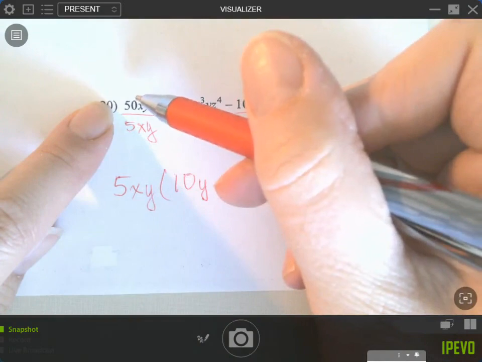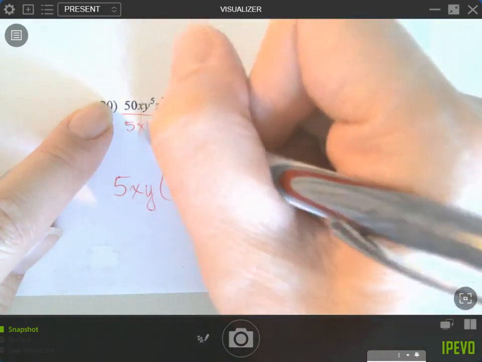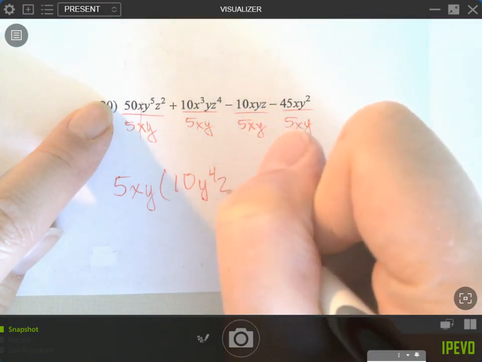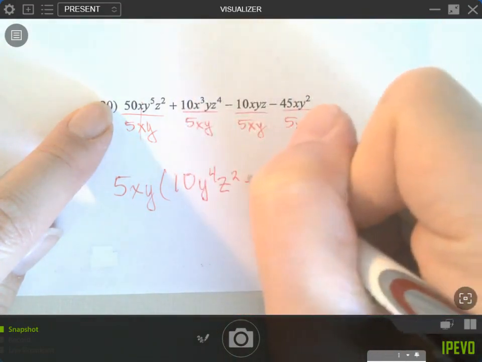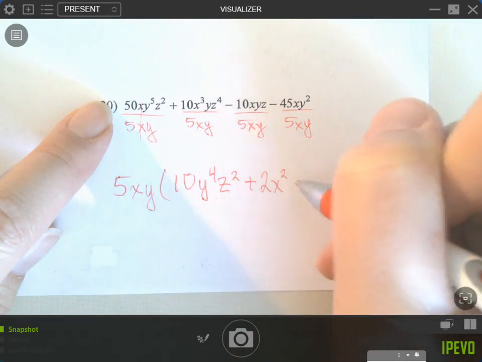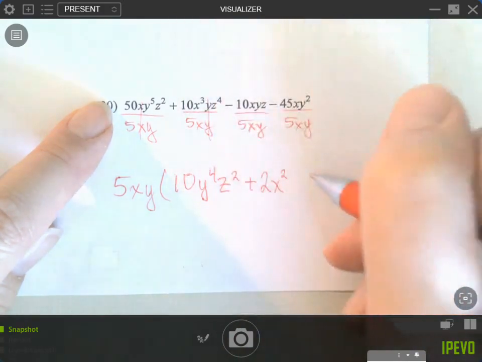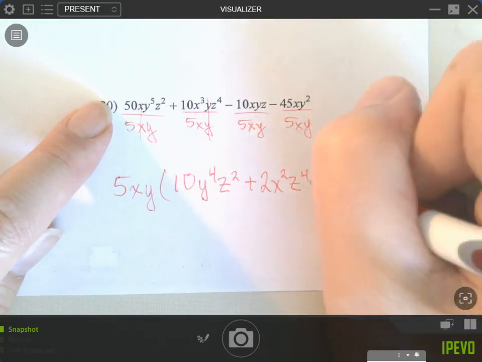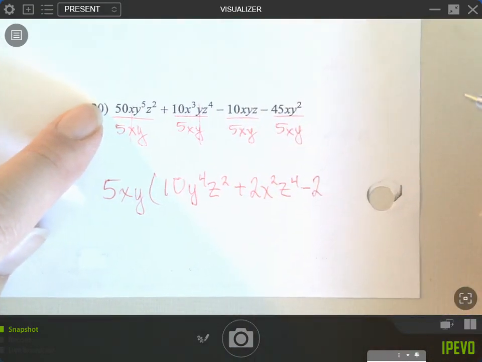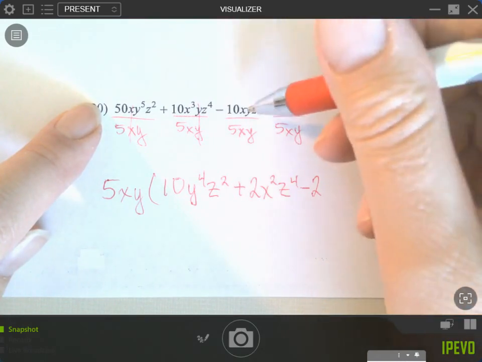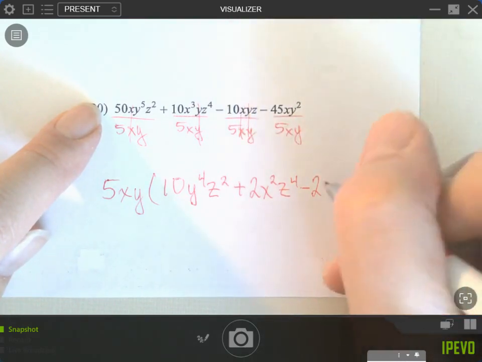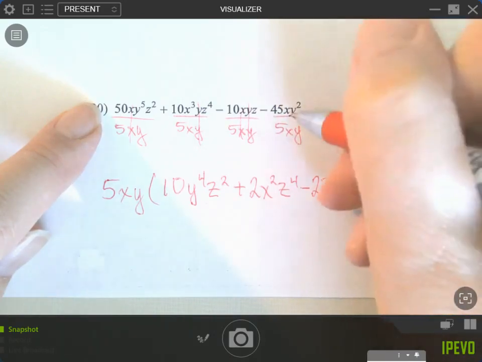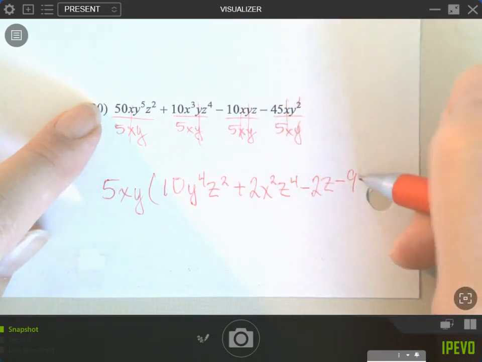All right, so I'm dividing by 5. The X's completely cancel. I lose a Y, so I have Y the fourth, Z to the second. A positive 2 keeps 2 of the X's, knock out the Y, and Z to the fourth. This is going to end up being a negative 2. What about the X and Y on this one? They're gone, aren't they? So negative 2Z, and this is going to be a negative 9. X is gone, and I get 1Y.